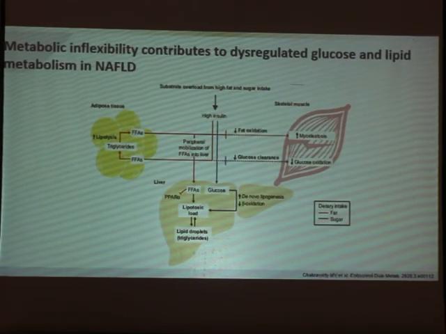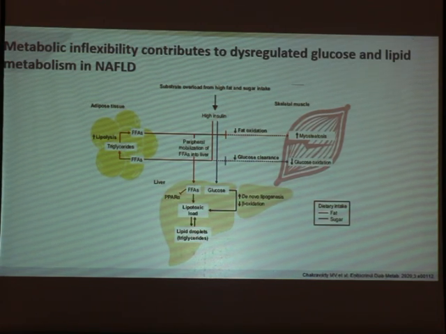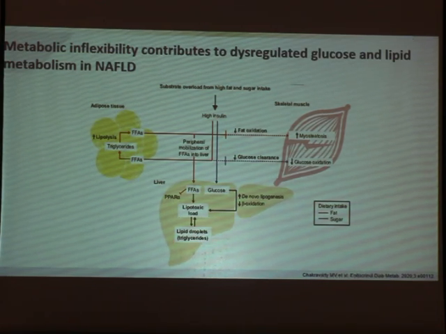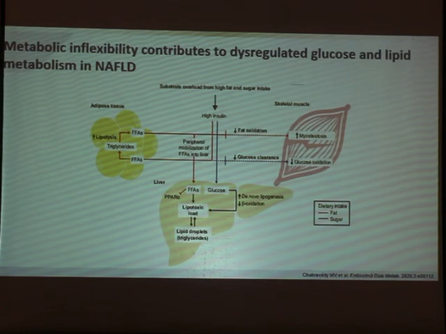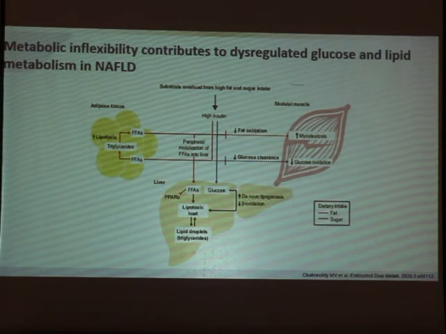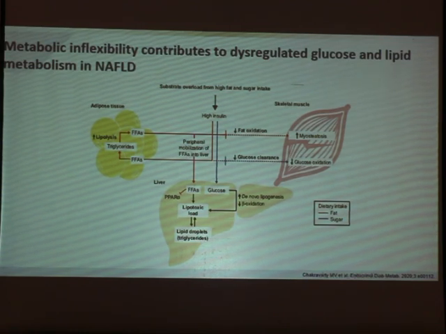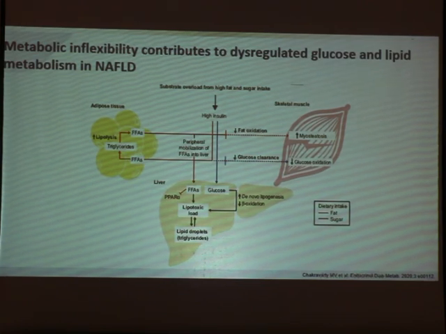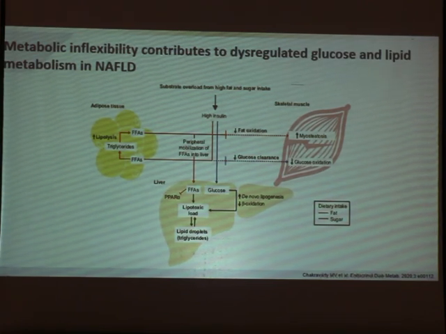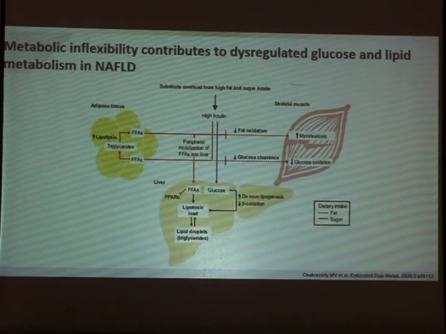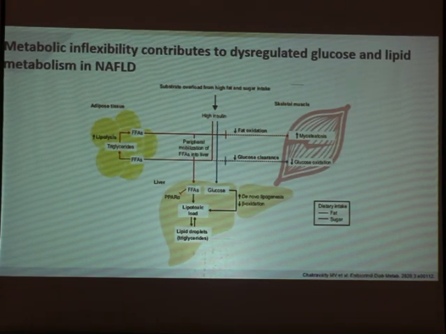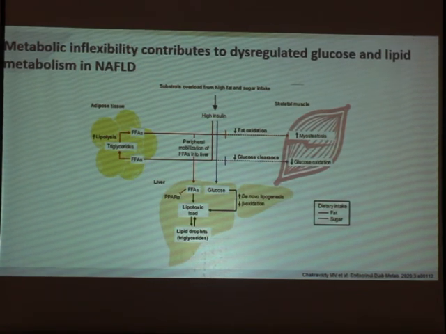This metabolic inflexibility contributes to that dysregulated glucose and lipid metabolism in NAFLD. So we have this increased lipolysis, which is leading to very high free fatty acid levels in the blood. There is interference with the mobilization of free fatty acid into the liver. And that is where everything kind of goes haywire, and we have excessive accumulation of this in the liver. And also impaired movement and mobilization into the skeletal muscle because of the insulin resistance factor.